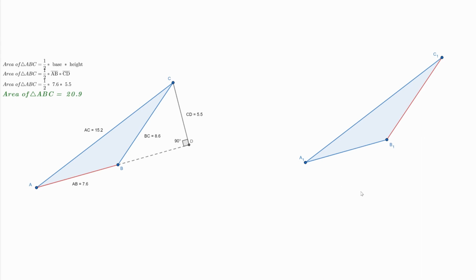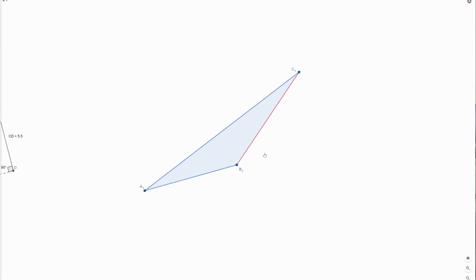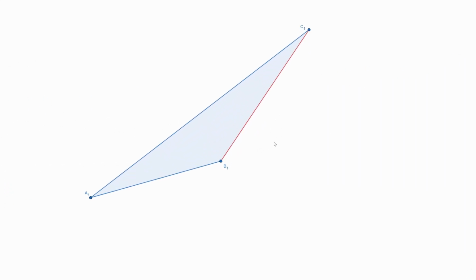Technically I should get the same area, but let me actually go through the process and see if that really happens. I have just copied the first triangle and I'm showing it here. The only difference is this time my base which I have selected is different, and you can see it, I have highlighted it in red color. So in the second triangle, my base is B1C1.